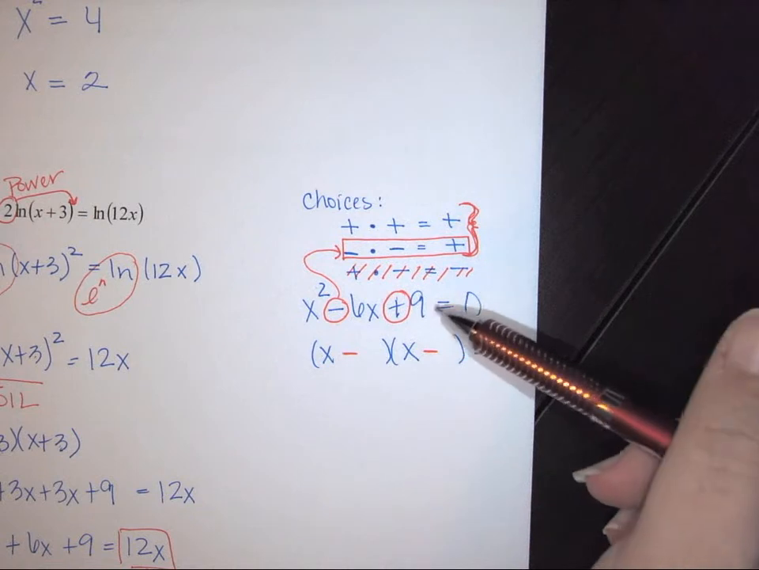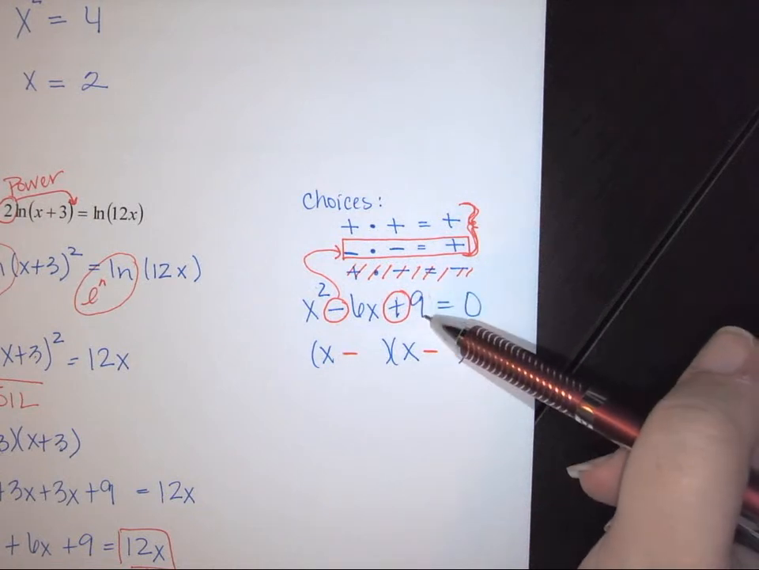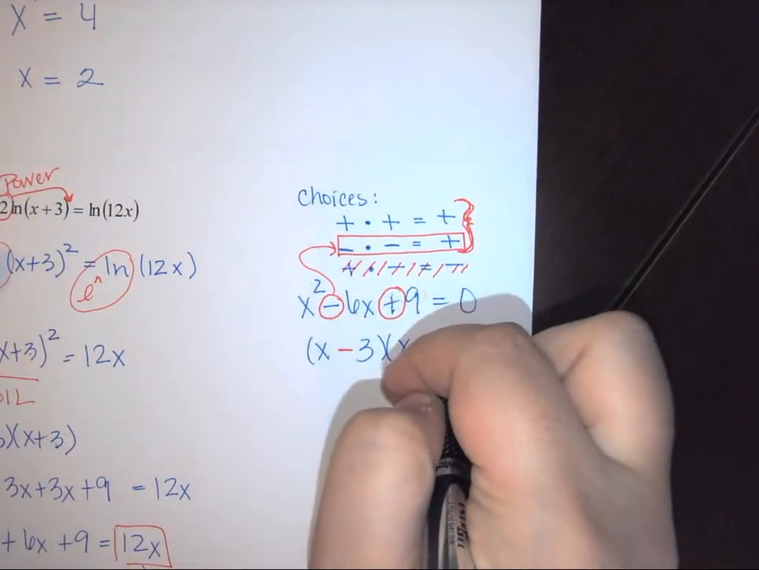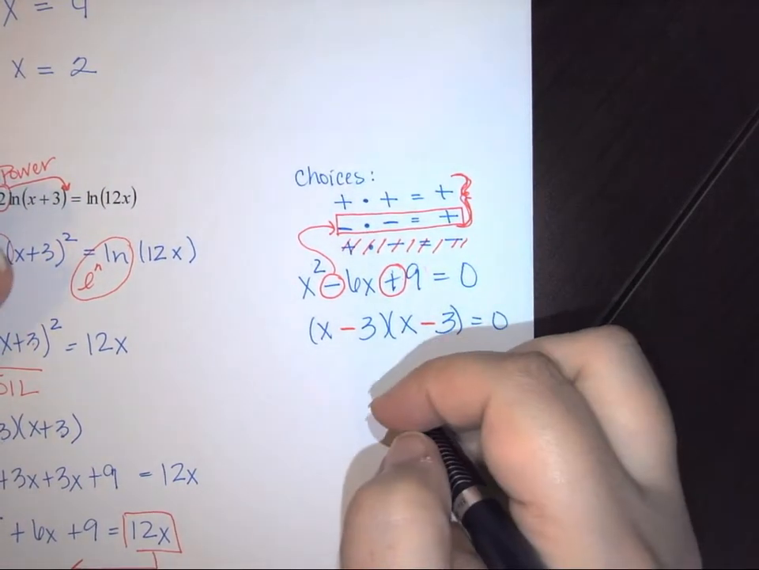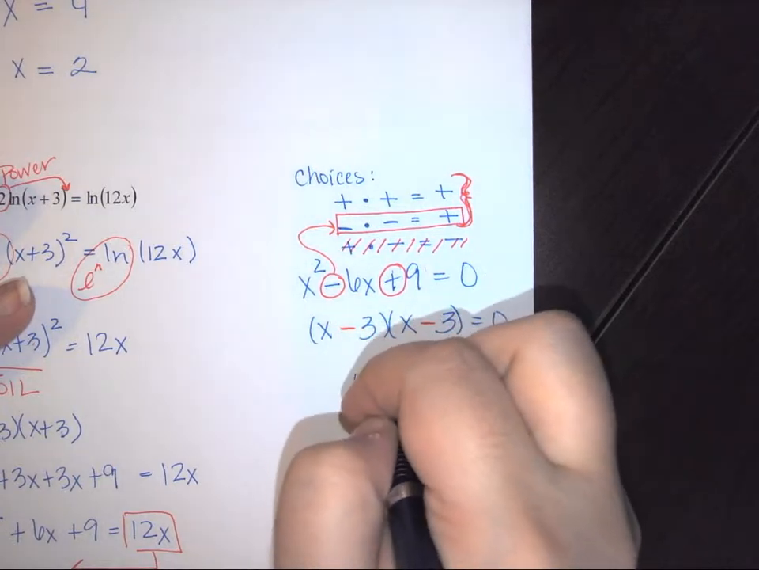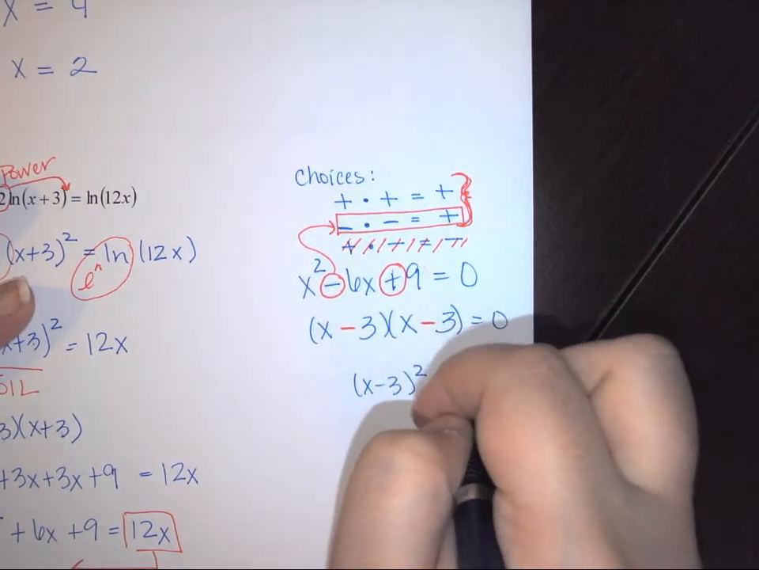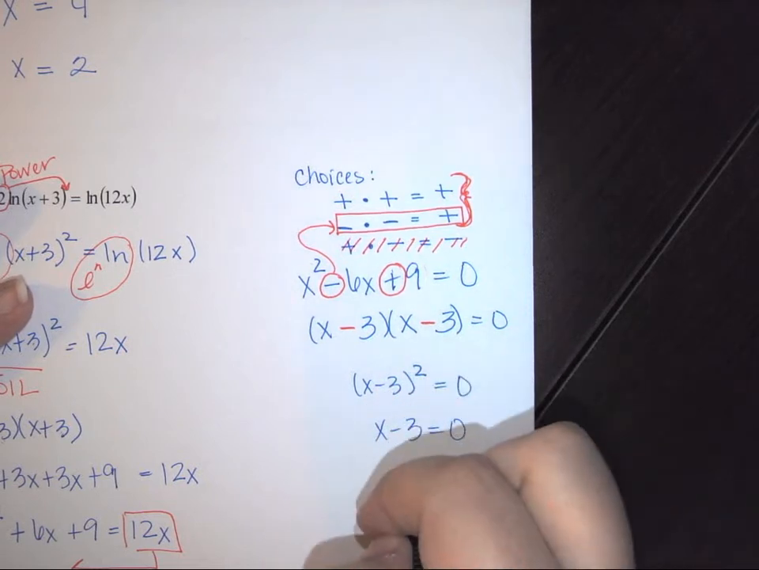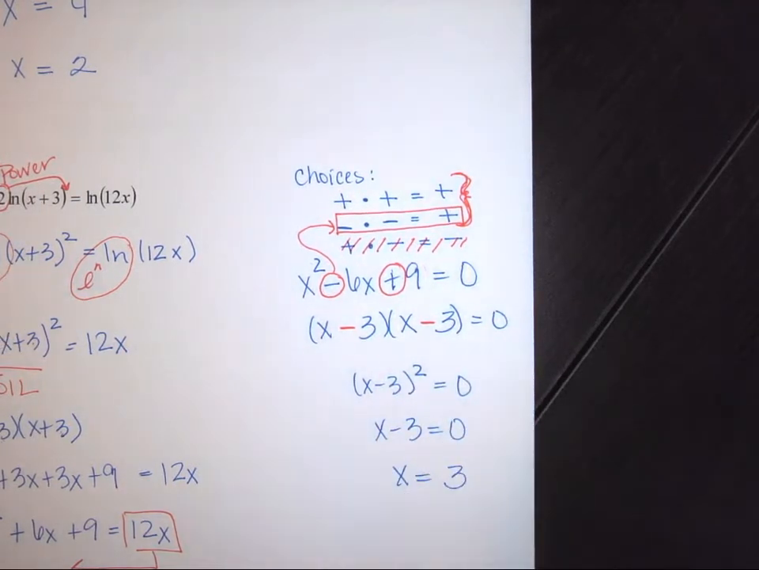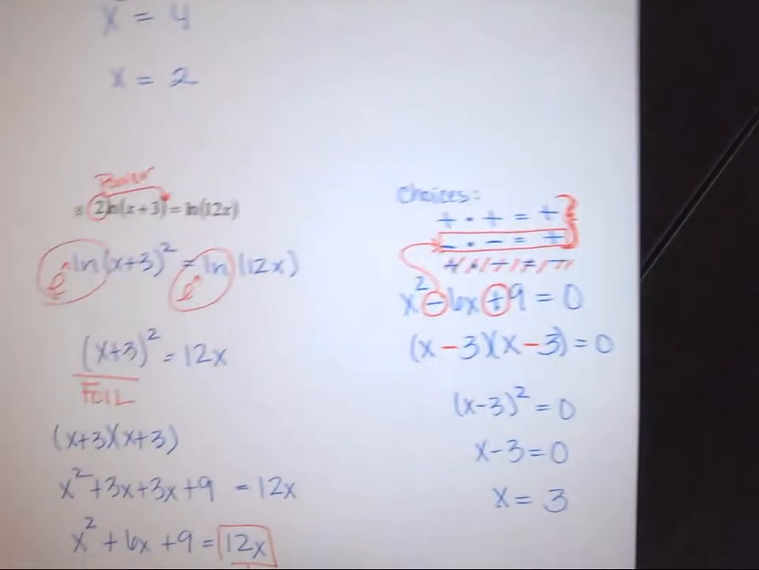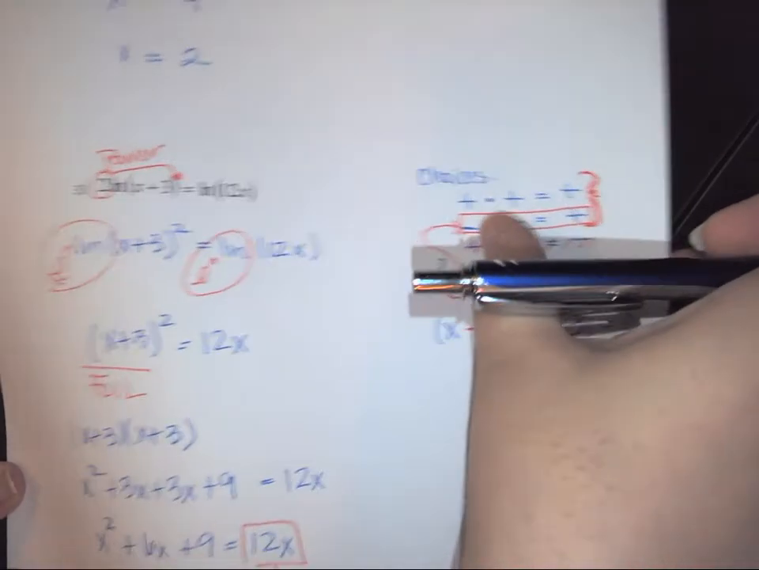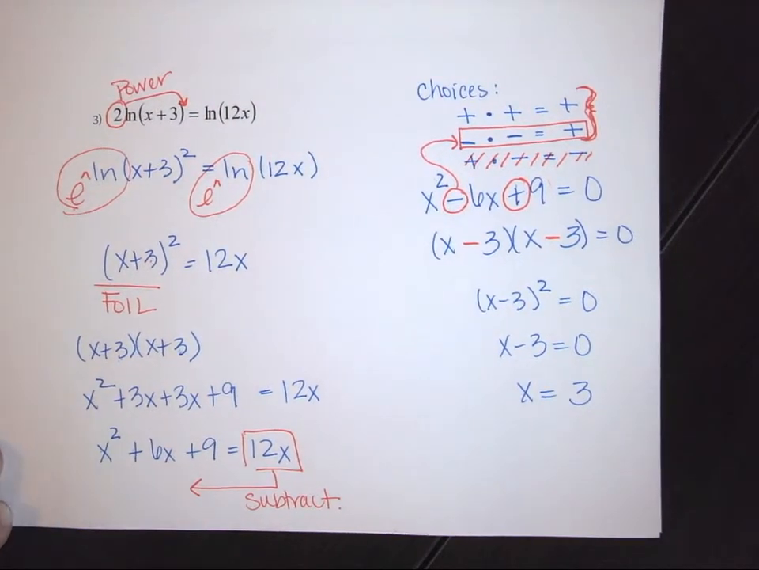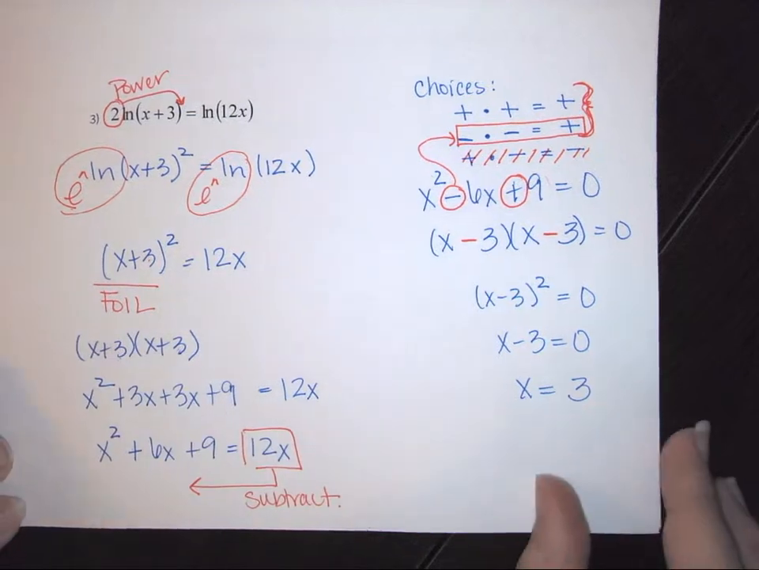And so here I now need factors of 9 that will give me 6. And in this case, those happen to be 3 times 3. So notice what I actually have here is x minus 3 squared equals 0. Take the square root of both sides. X minus 3 equals 0. So x equals 3. So here what you should take out of this problem is that even though you're doing a natural log problem, having to solve quadratics still comes into play.